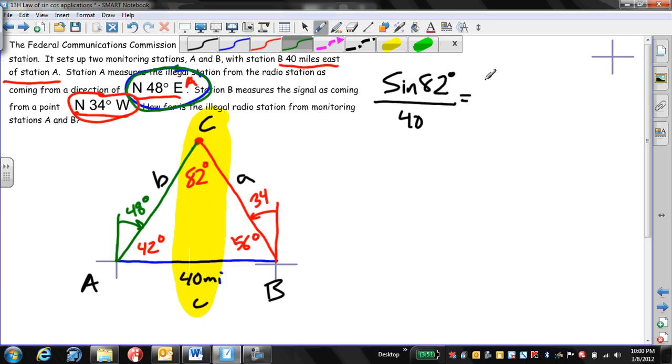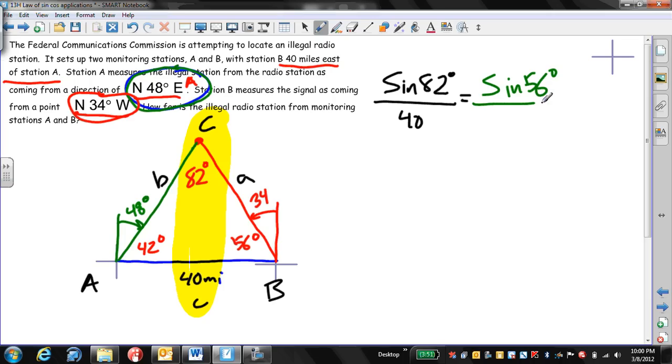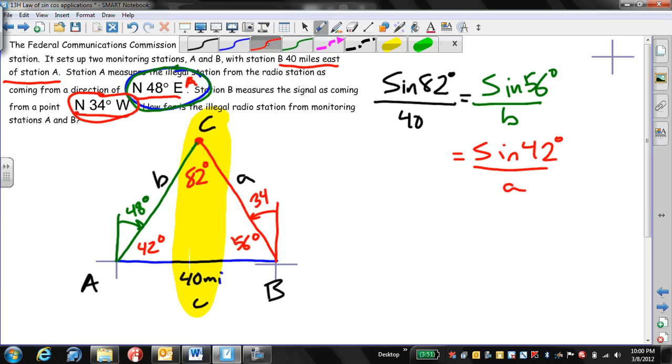So we're going to say sine of 56 divided by little b. Or we could set it equal to, do it in red now, side A, which is then sine 42 divided by little a. Now again, I always want to go back to the original setup because that's what's given. That way I'm most accurate.